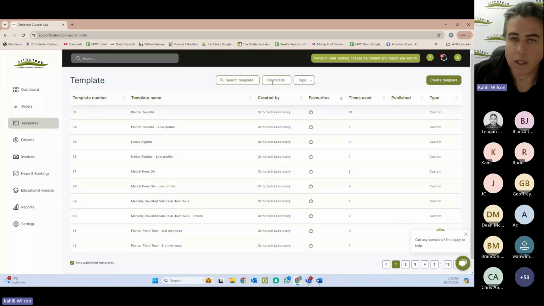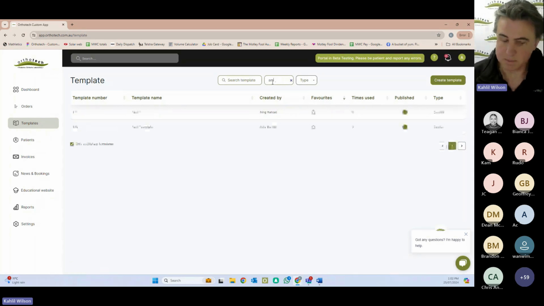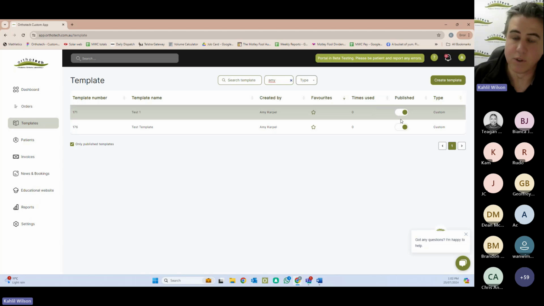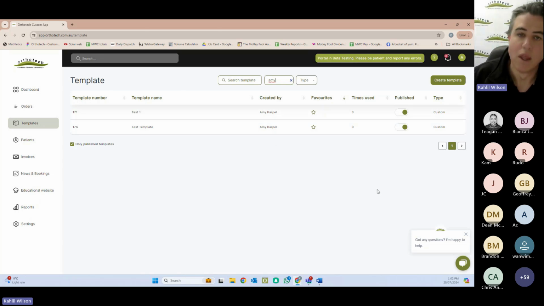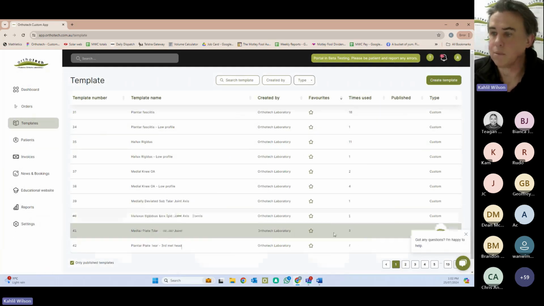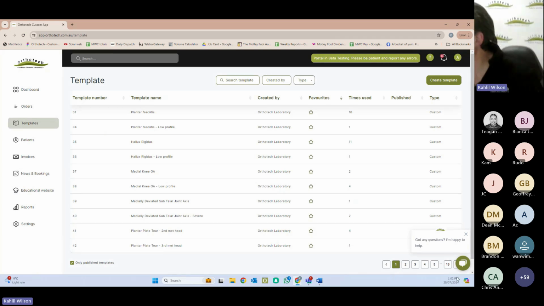And with your templates, only you can create them. So I know there's someone called Amy in this client portal, and they're just test ones. So anyone within your portal can see the templates that you create, and you can publish them or unpublish them for the people that have access to your portal. No one else in the broader community can see your templates. However, everyone has access to the Orthotic templates. So, okay, so I've done that in 30 minutes.